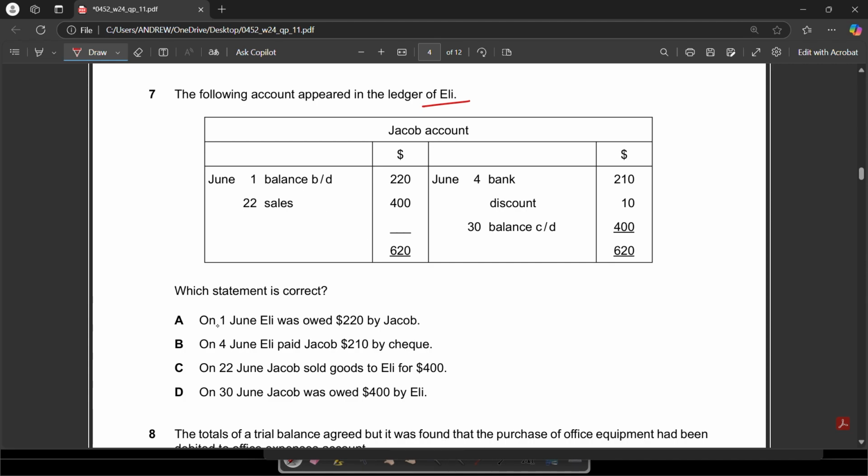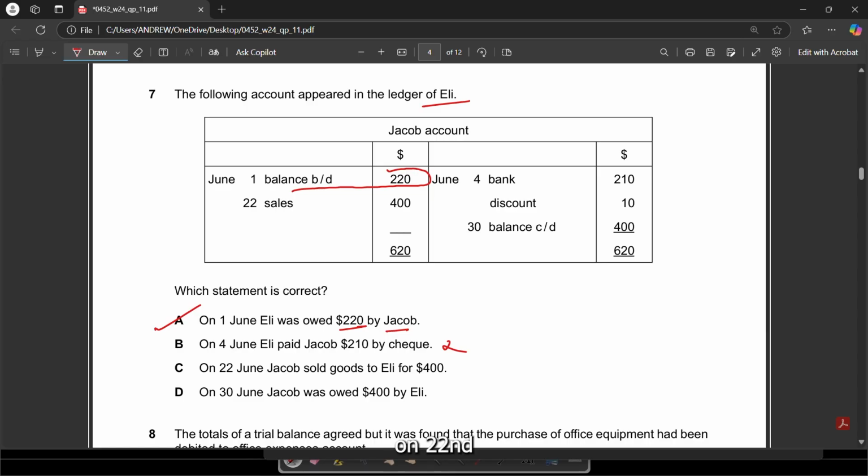Now the first statement: on 1st June, Ellie was owed $220 by Jacob. That's correct, because you can see over here there is an opening balance of 220 in Jacob's account. So this is the appropriate answer. Let's also discuss the other one. On 4th June, Ellie paid Jacob 210 by check. No, it is Jacob who paid Ellie. So that's why B won't be the right answer.